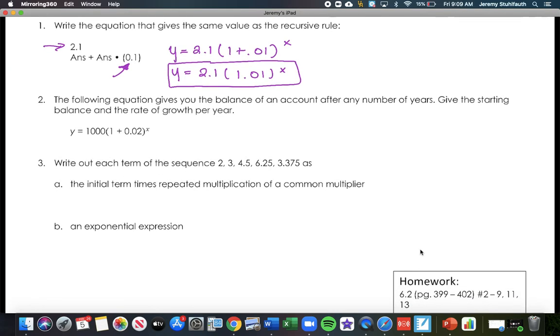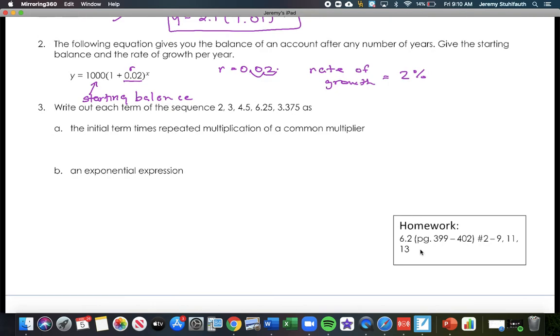In step 2, it says the following equation gives you the balance of an account after any number of years. Give the starting balance and the rate of growth per year. So the starting balance is 1,000, and the rate of growth comes from right here, 1 plus r. So r is equal to 0.02. So our rate of growth would be equal to 2%, because you take your decimal and you move it 2 places to the right, which gives you 2.